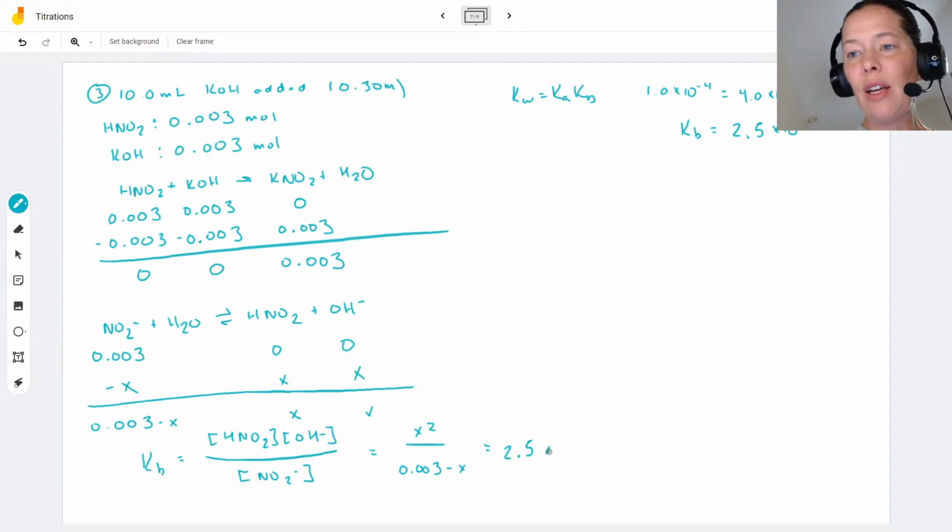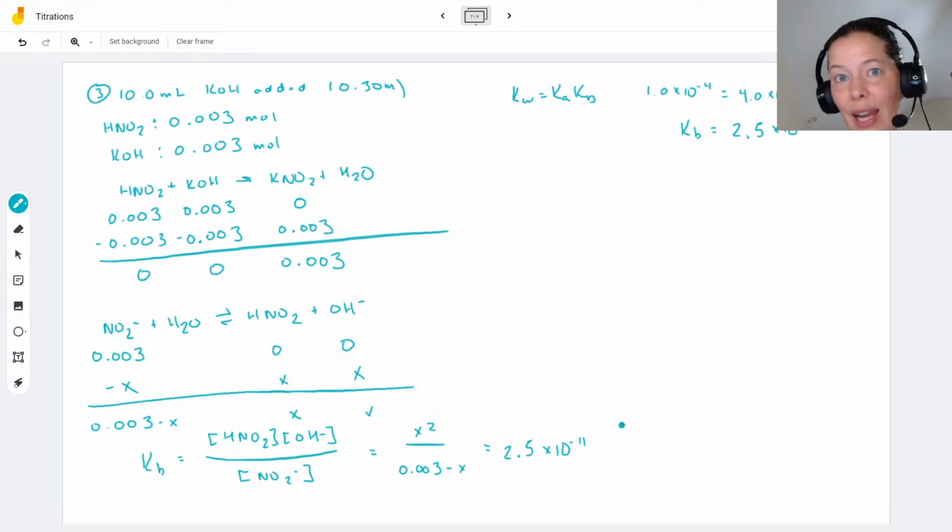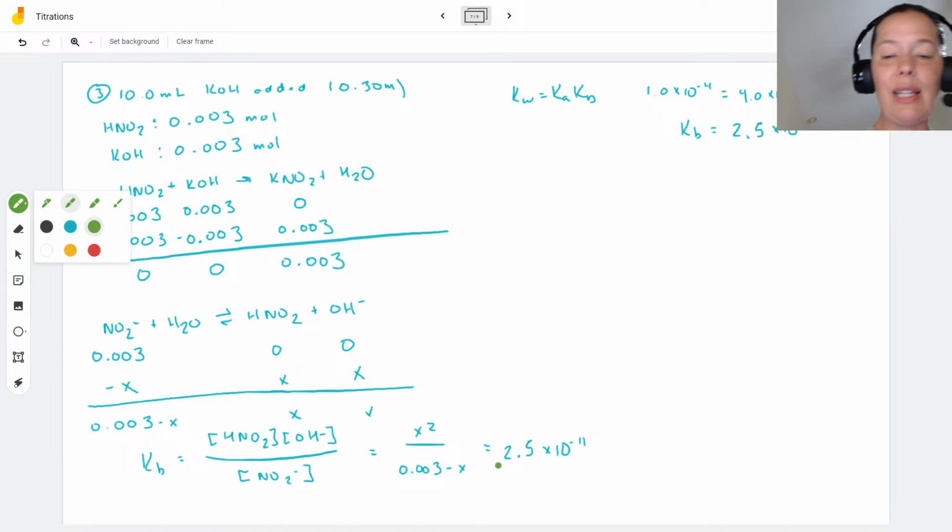Now, in this case, you can run through your tests like we did on the previous one to check and make sure you can make this assumption that you can drop this minus x. But when you have a Kb or a Ka that's 10 to the negative 11th, I guarantee you can drop that minus x. So I'm just going to go ahead and save us a little bit of time.